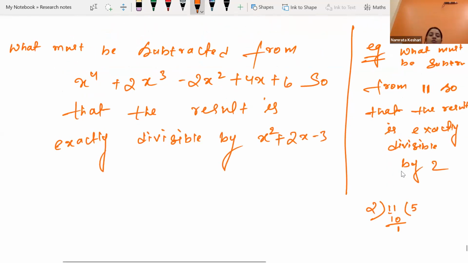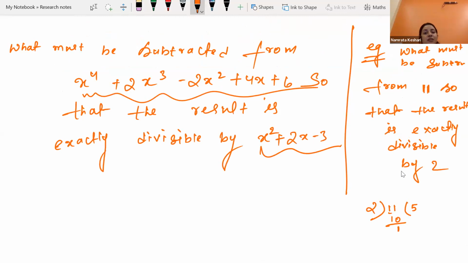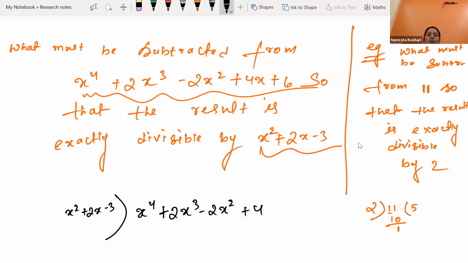So in our case also, let's see what remainder will come. If we do the division of this expression by this one by the long division method, whatever we get as a remainder, we will subtract from the dividend and then it will become completely divisible by the given expression. Okay. So let's do the division. x square plus 2x minus 3 we have, that will divide the given polynomial x to the power 4, 2x cube minus 2x square plus 4x plus 6.